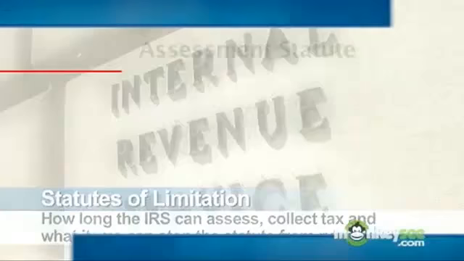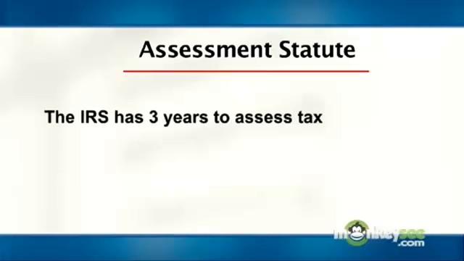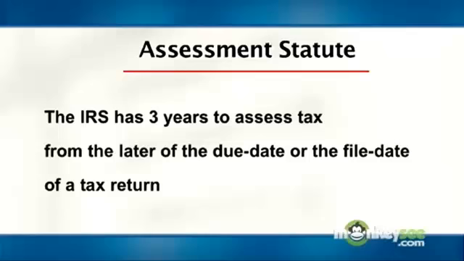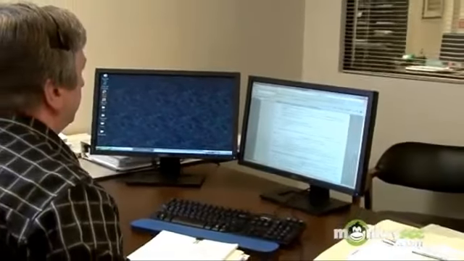The first item to be discussed is the assessment statute. And that means that the IRS has 3 years to assess tax. It's from the later of the due date or the filed date of a tax return. Therefore, if a tax return, for example, was due on April 15th of 2002, the IRS would have to assess the tax that shows on that return within 3 years of that date.